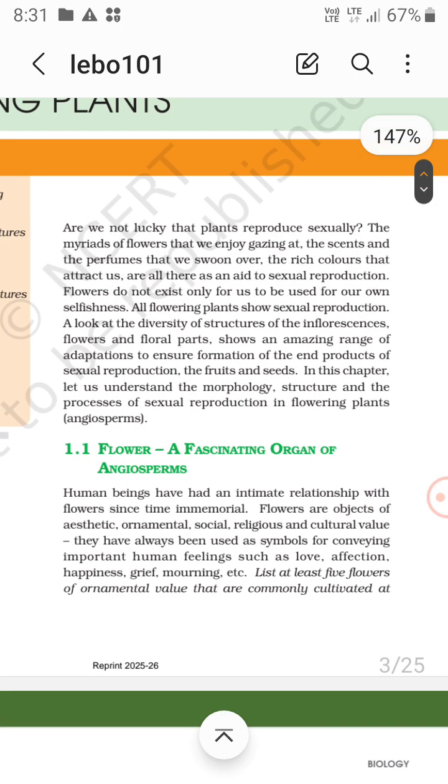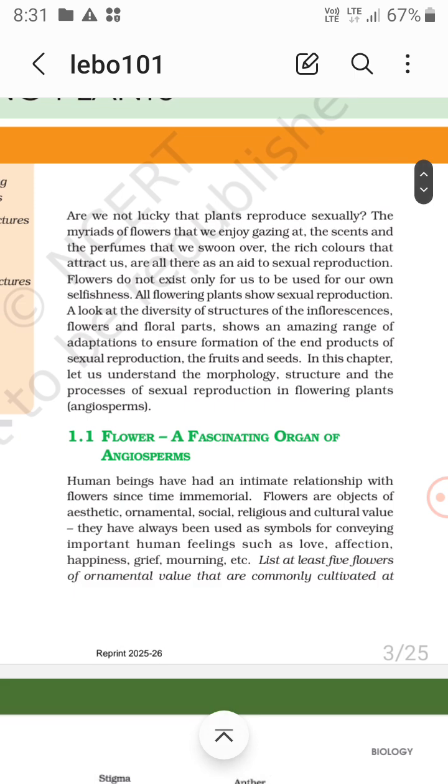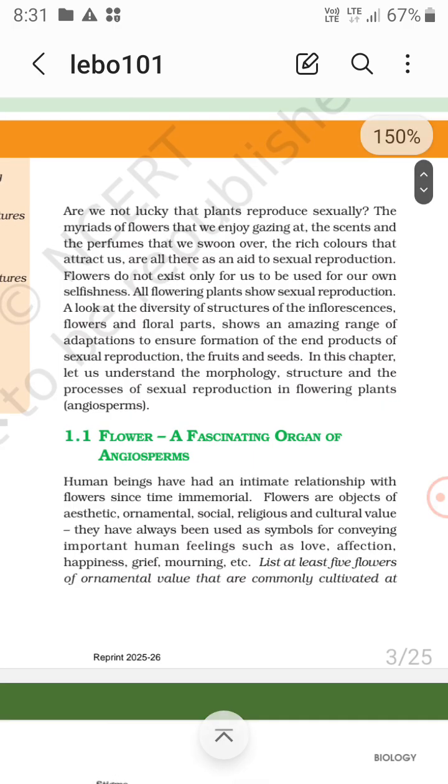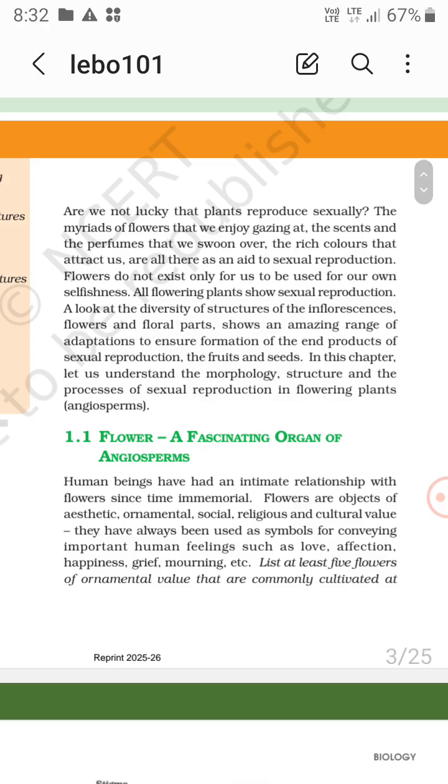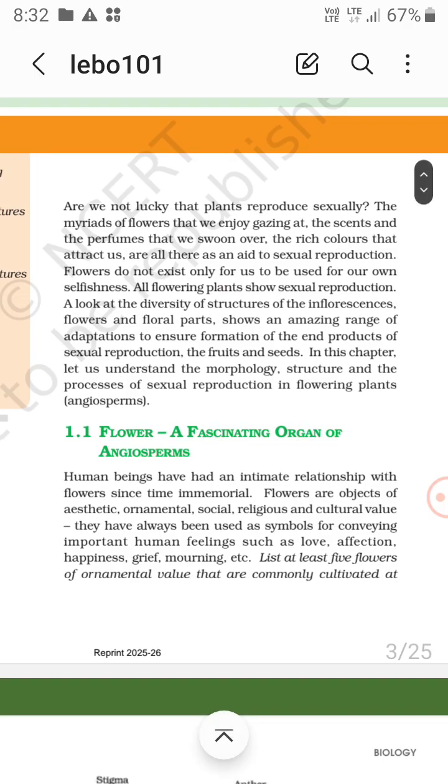Now, plants reproduce sexually. The myriads of flowers that we enjoy gazing at, the scents and perfumes that we are fond of, and the rich colors that attract us are all an aid to sexual reproduction. Flowers do not exist only for our own selfishness. All flowering plants, these are angiosperms, show sexual reproduction.